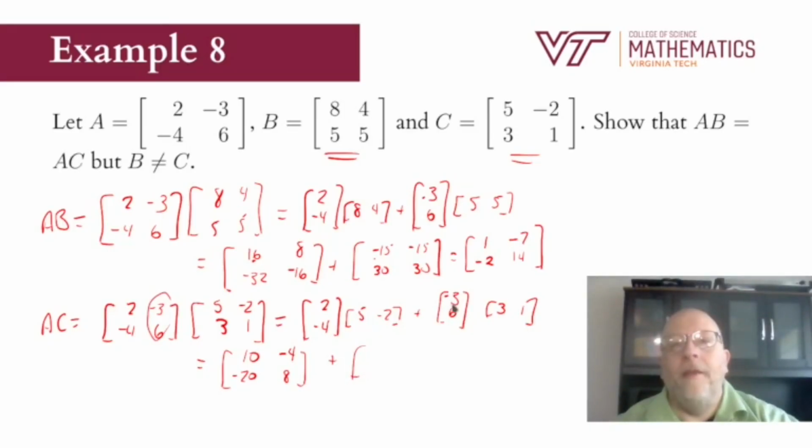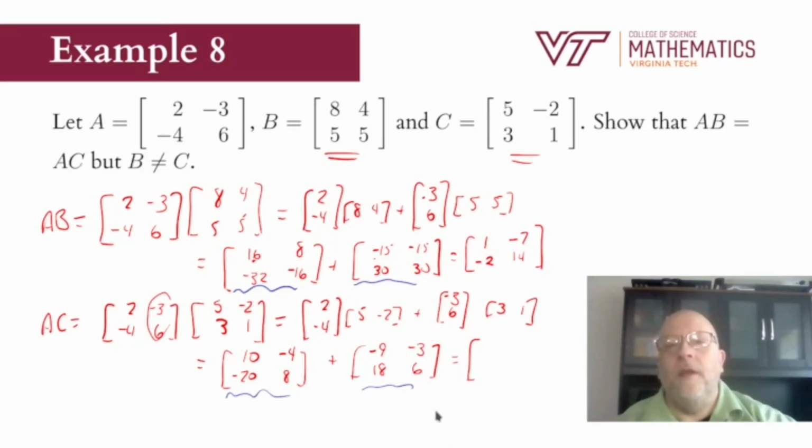Now we get negative 3 times 3 is negative 9. 6 times 3 is 18. Negative 3 times 1 is negative 3. And 6 times 1 is 6. Much better. So even though these two matrices are different than these two matrices, they combine to give us the same sum.